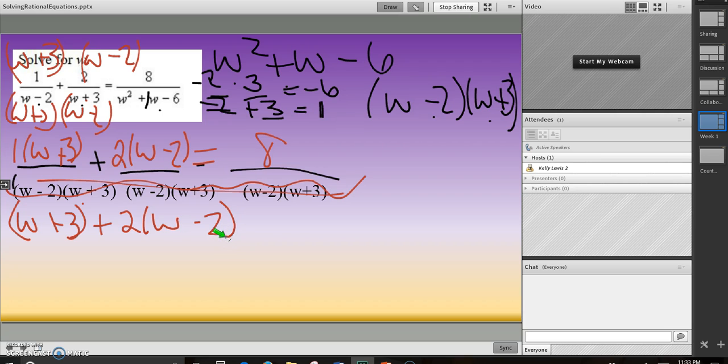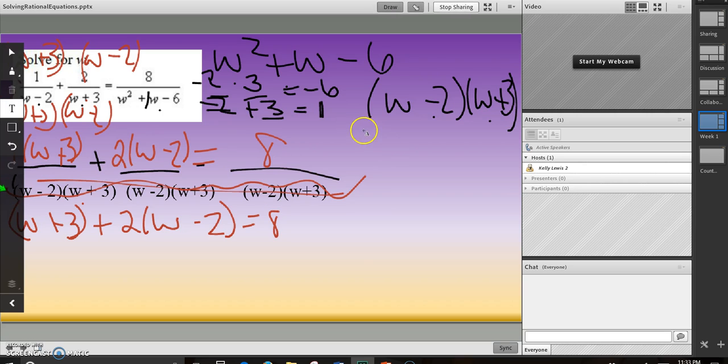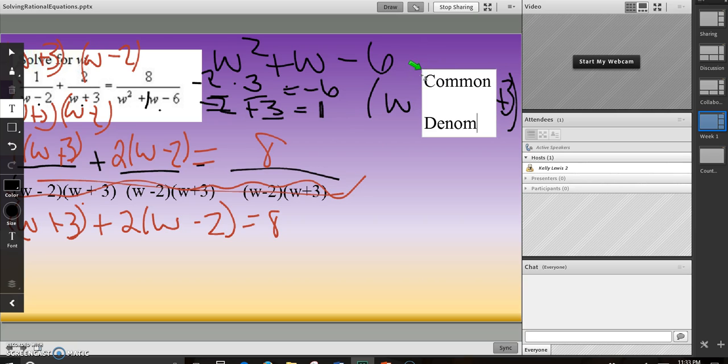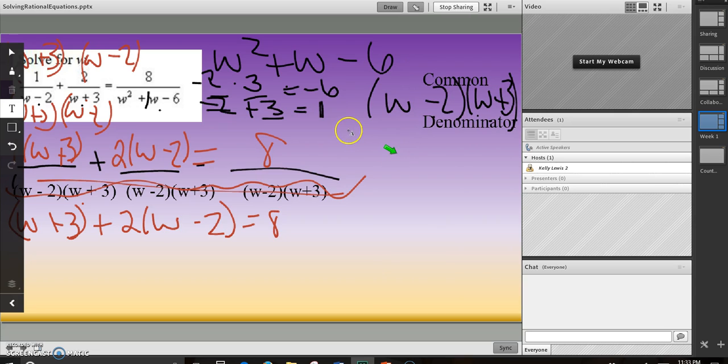You know what we never did? Hang on, let me write this. We never found the denominator. I mean the domain. All right, this was right here. W minus 2, W plus 3, that was our common denominator. Okay, and so we need to set that equal to 0.